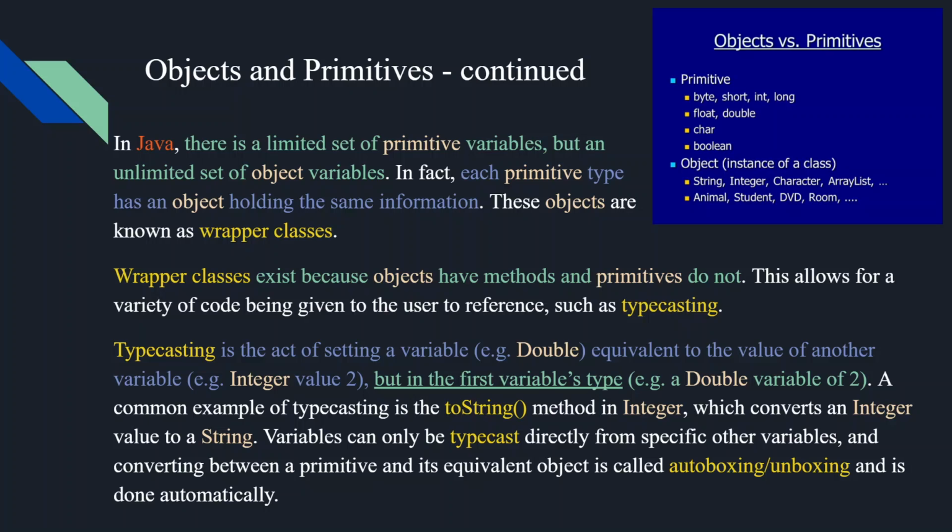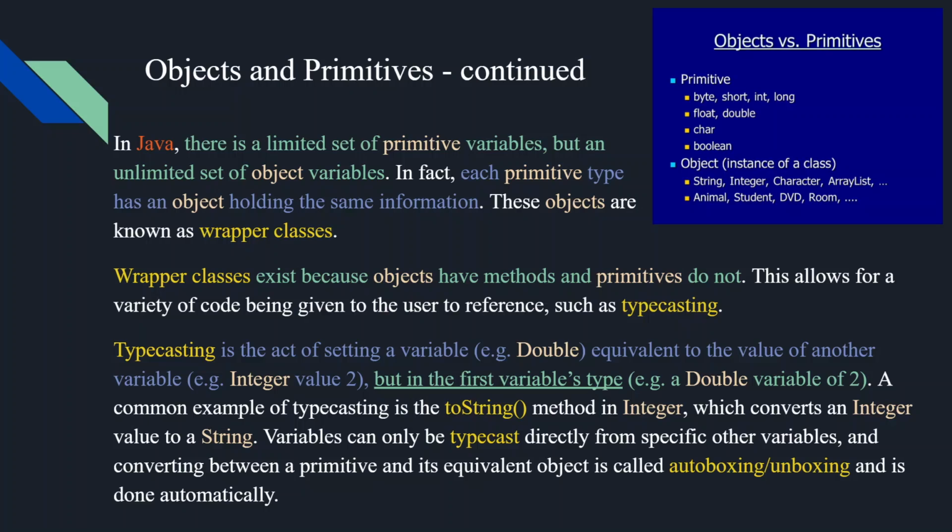such as typecasting. Typecasting is the act of taking the information from a variable and changing it into another type. For example, you can take an integer variable of value 2 and typecast it into a double variable, which creates a double variable of value 2. Going the other way, typecasting a double variable of value 2.5 into an integer would drop the floating point value, truncating the number to get an integer value of 2.